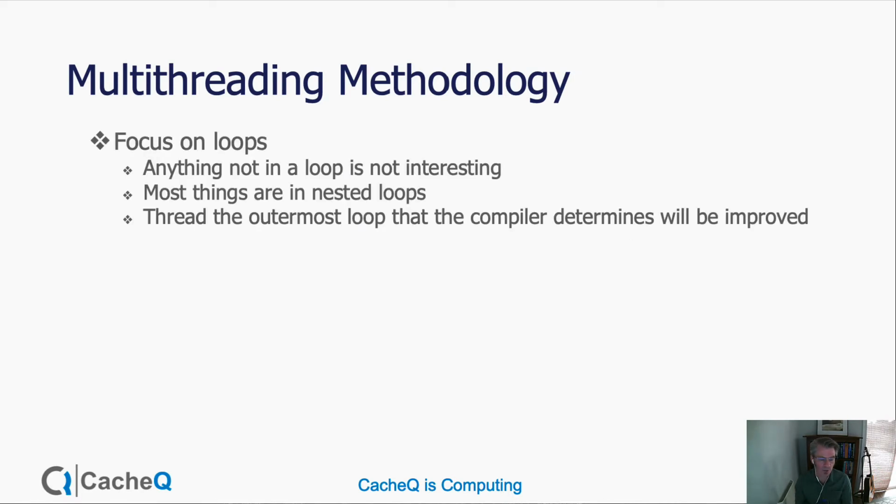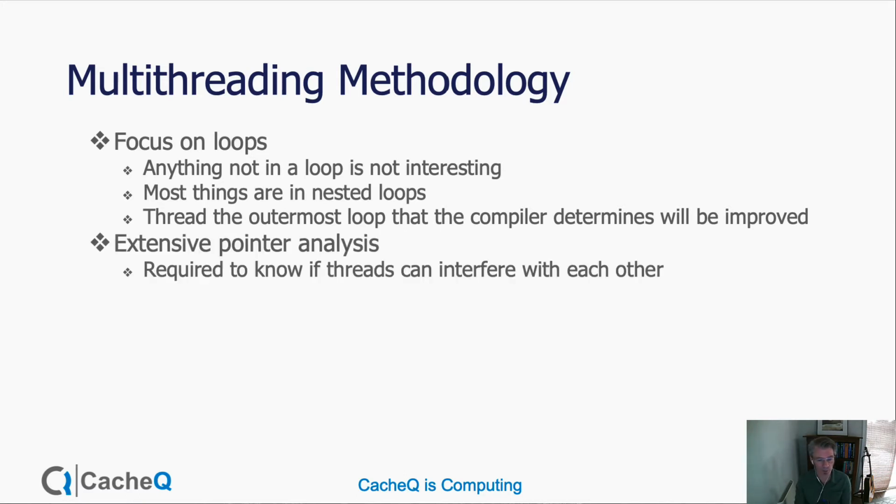So our methodology is essentially the compiler will focus on the loops in your design. So anything not in a loop is typically not interesting because it'll essentially run very quickly through the tools. And furthermore, most things are not only in loops, but they're in nested loops. So the tool will essentially try to thread the outermost loop, and then it'll leave the innermost loop to build a custom data flow pipeline, which is already highly parallelized.